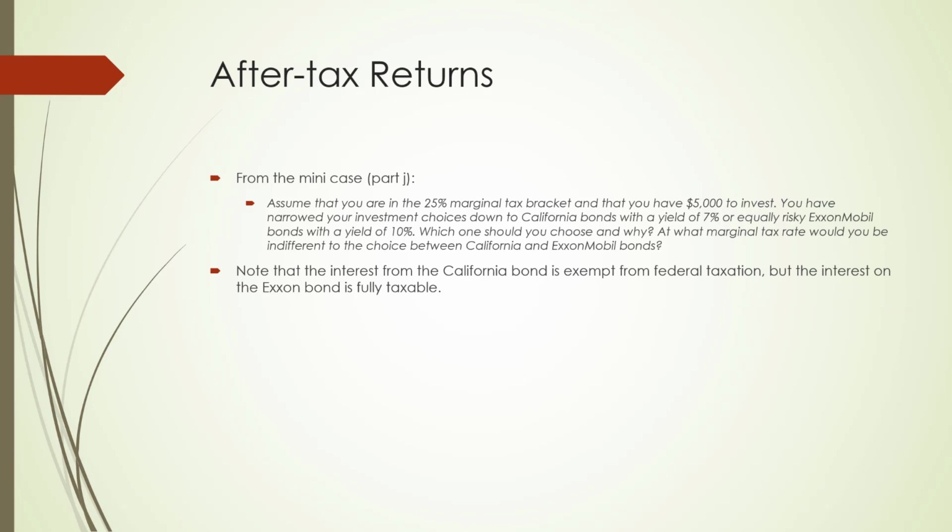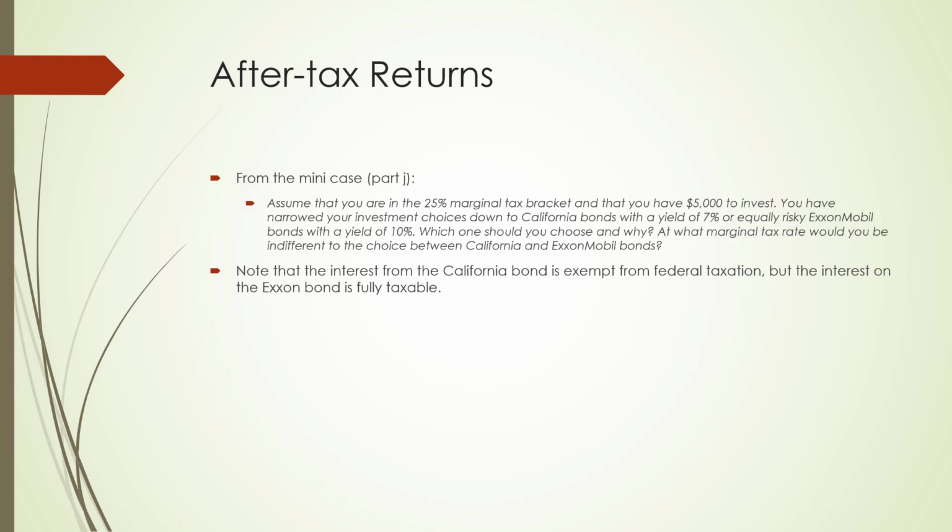Now, finally, in Part J, the mini case says, assume that you're in the 25% marginal tax bracket and that you have $5,000 to invest. You've narrowed your investment choices down to California bonds with a yield of 7%, or equally risky ExxonMobil bonds with a yield of 10%. It's important to understand that those California bonds are exempt from federal taxes, or more specifically, the interest earned on those California bonds are exempt from federal taxes.